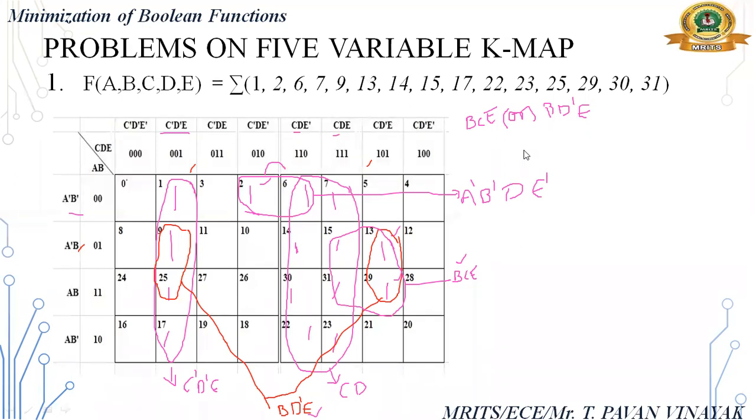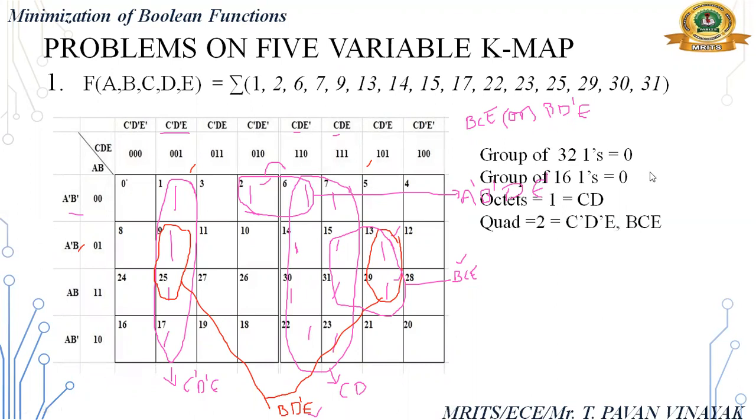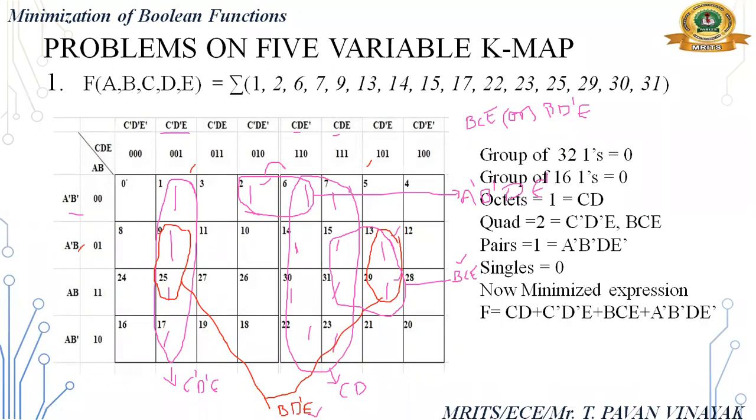Right? So the final answer. 32 ones: 0, 16 ones: 0, octet: 1. What is the expression? CD. Next, quads 2: C bar D bar E or BCE. BCE or B bar D. You can use any one. I am writing only BCE here. And one pair: A bar B bar D E bar. So the final answer is the sum of products. Minimized expression: CD plus C bar D bar E plus BCE plus A bar B bar D E bar. Okay. This is the final answer.